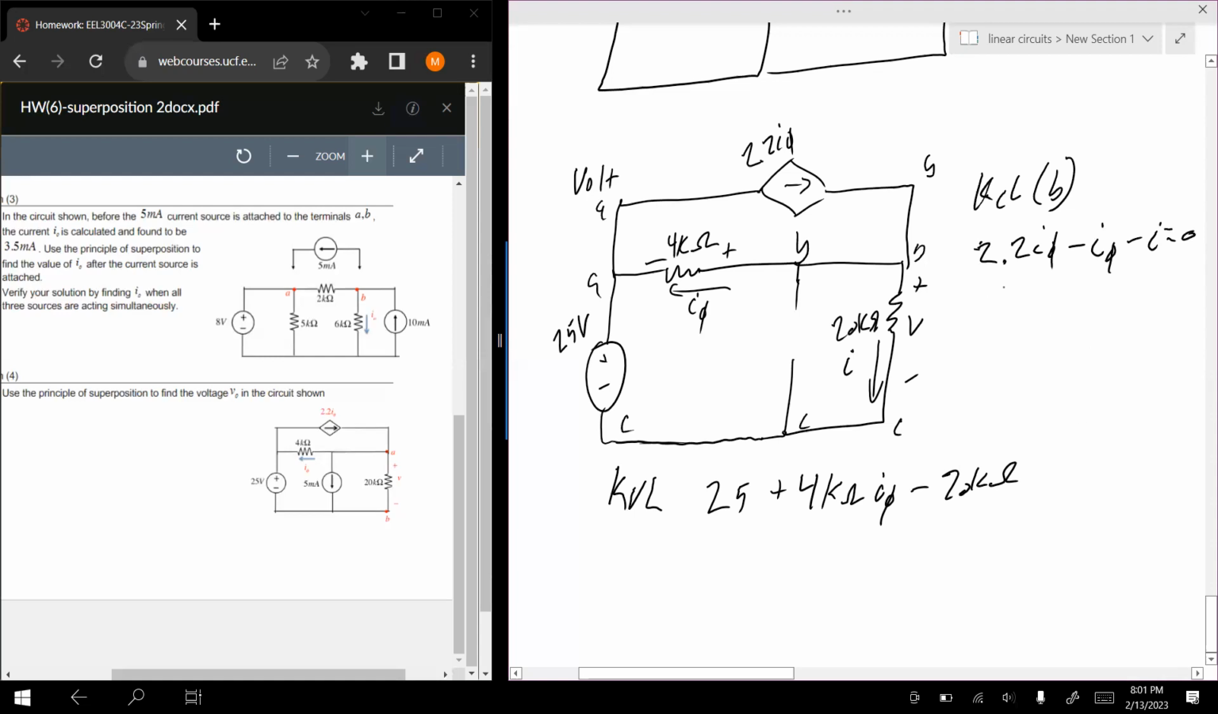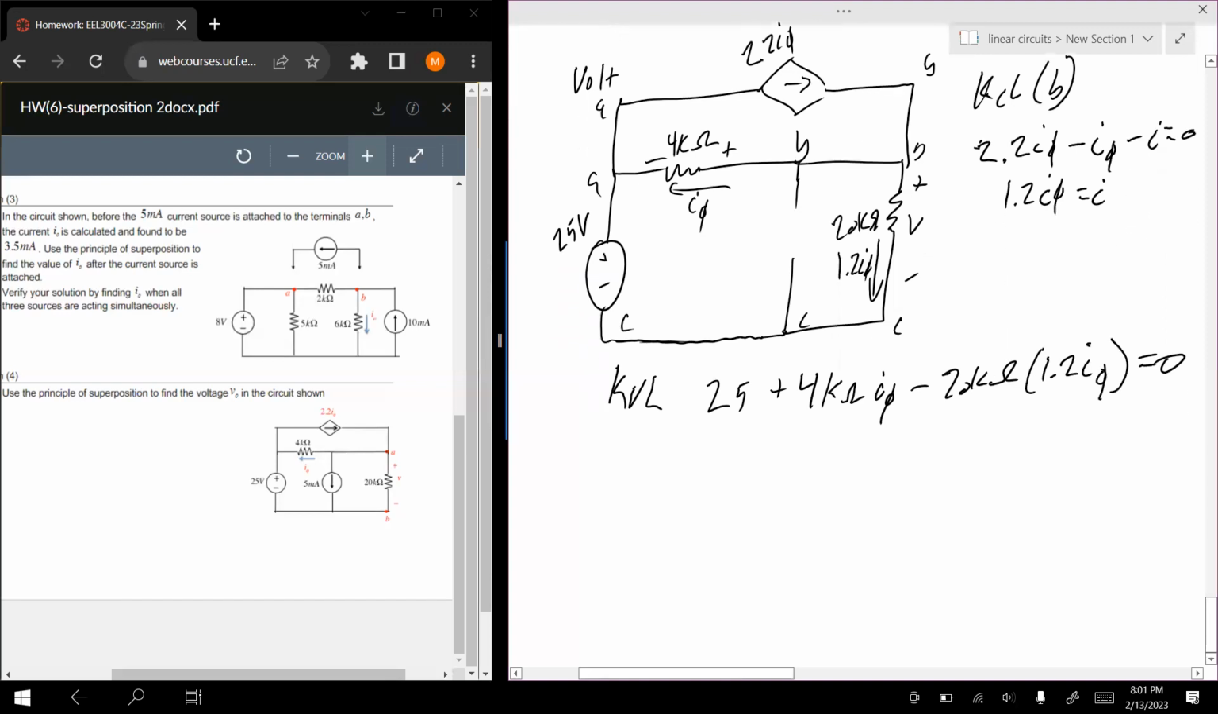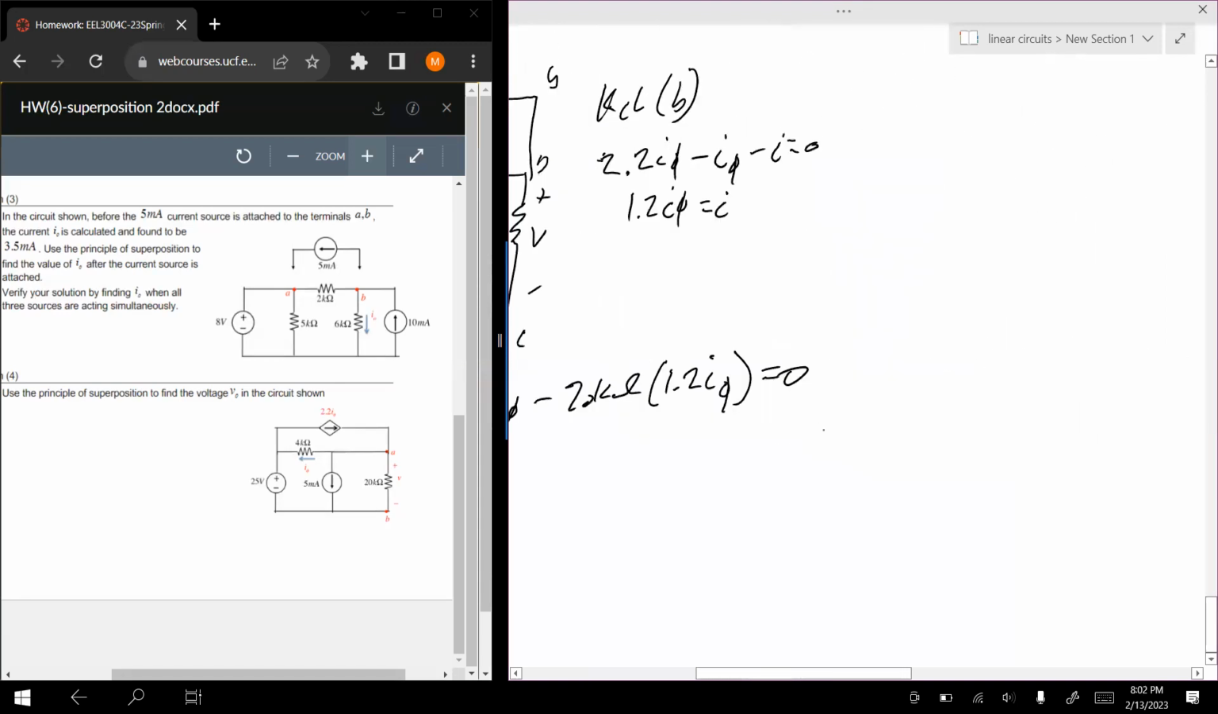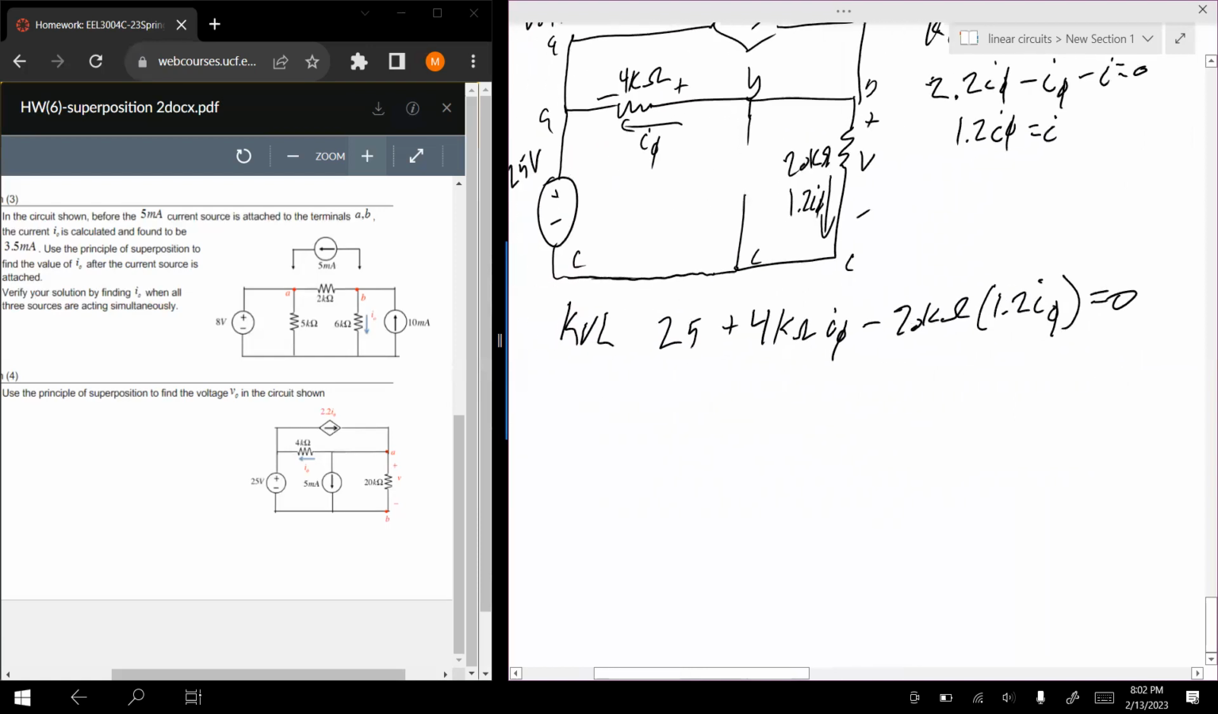Now look at this. To me, this looks like 1.2 I phi is equal to I. I combined these and I moved the I over to the other side. So this current, I'm just going to put it in terms of I phi. This is 1.2 I phi right there. So this becomes 20 kilo ohms times 1.2 I phi. And you know what that's going to give me? This is going to give me the I phi. So, man, negative 16 kilo ohms.